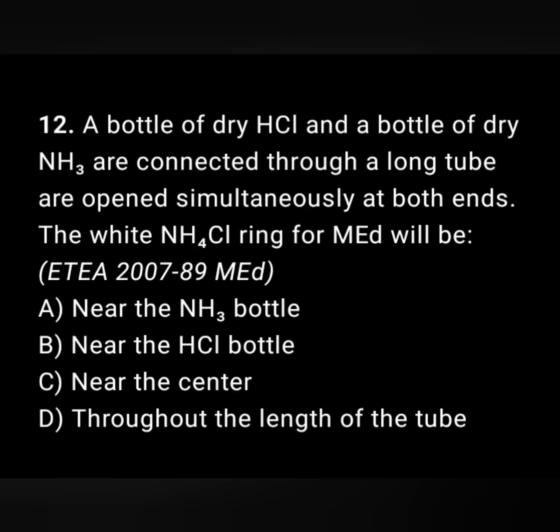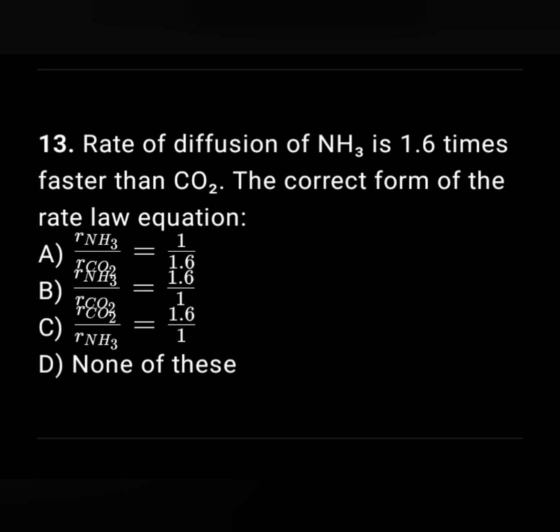12. A bottle of dry HCl and a bottle of dry NH3 are connected through a long tube and opened simultaneously at both ends. The white NH4Cl ring will be ETEA 2007-89 Med. A. Near the NH3 bottle. B. Near the HCl bottle. C. Near the center. D. Throughout the length of the tube. 13. Rate of diffusion of NH3 is 1.6 times faster than CO2. The correct form of the rate law equation. A. B. C. D. None of these.